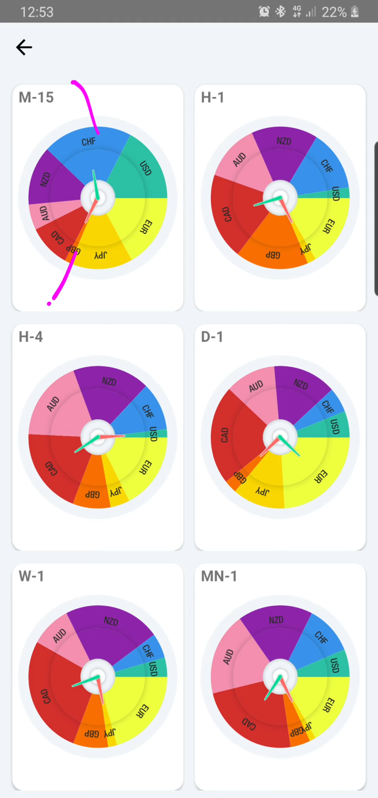Once your analysis tallies with this app, it gives you another confirmation that your trade is going to play out. So don't just depend on this app for your trades. Don't just see that okay, GBP is strong, AUD is weak, so I'm going to long GBPAUD. No, that's not how it happens.